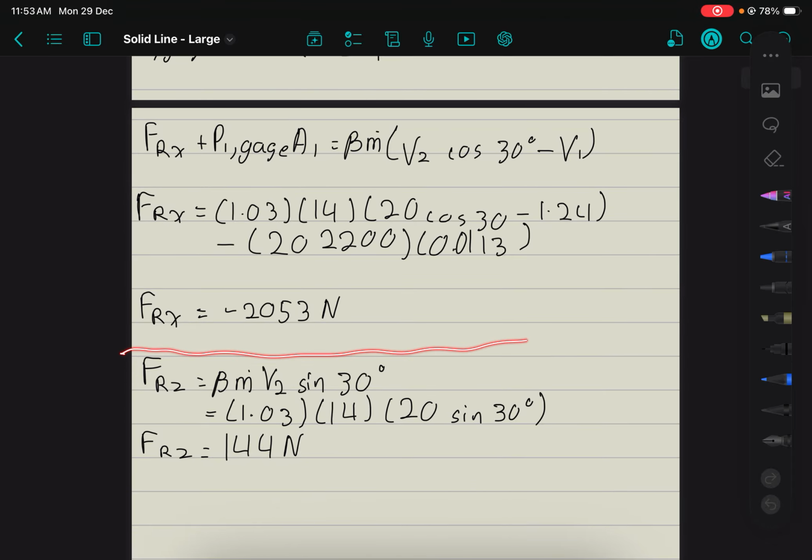And we go to the z direction: 1.03 times 14 times V2, which is 20 sin 30, and we get the answer for the resultant force in the z direction as 144 Newton. Therefore, the elbow must be anchored with a force of 2053 newtons in the negative x direction and 144 newtons upward.